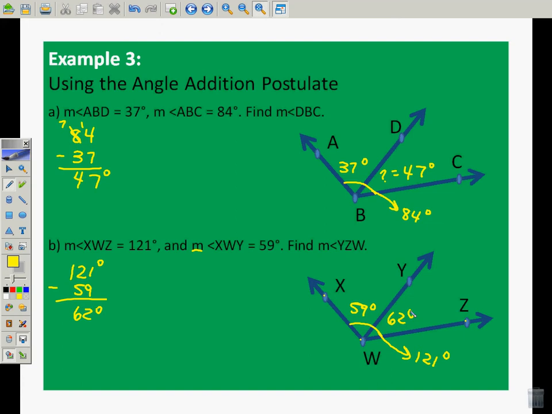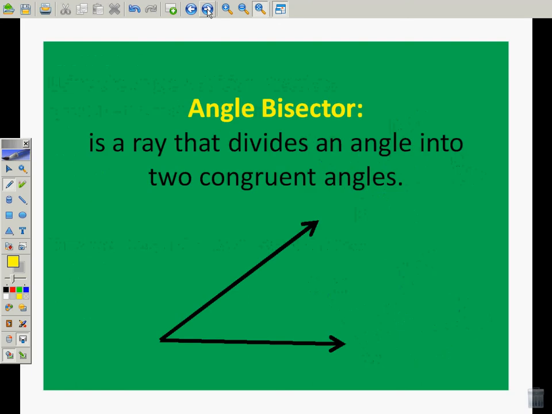What do you get? Okay, now the next part, we're going to go ahead and talk about an angle bisector real quickly. It's a ray that divides an angle into two congruent angles. So here's what it looks like. I think, yep, I've got an end arrow here. It comes out like that. All right, so you see the little arrowhead on the end.